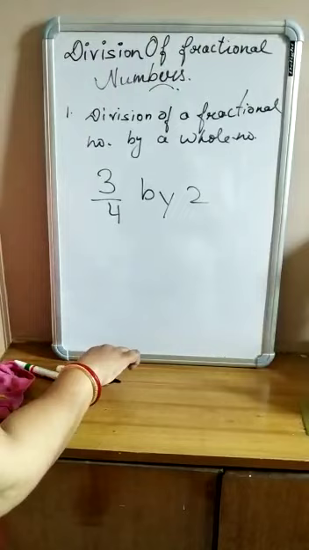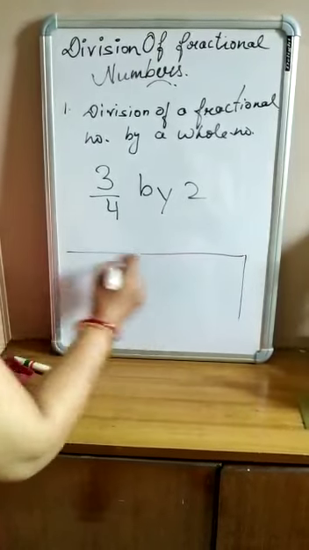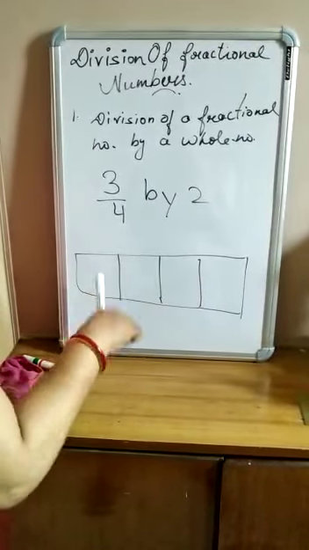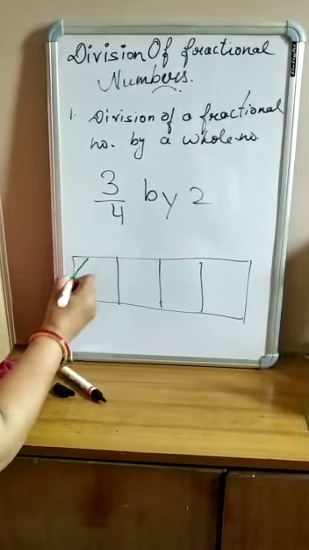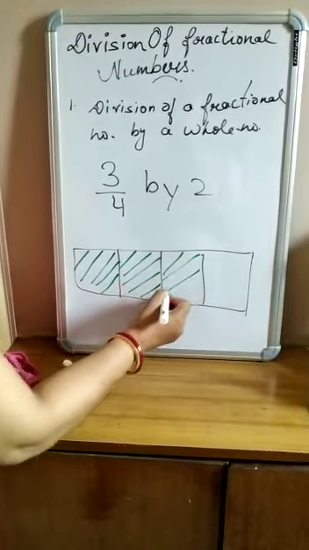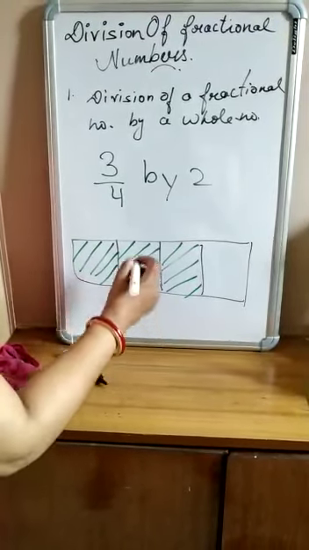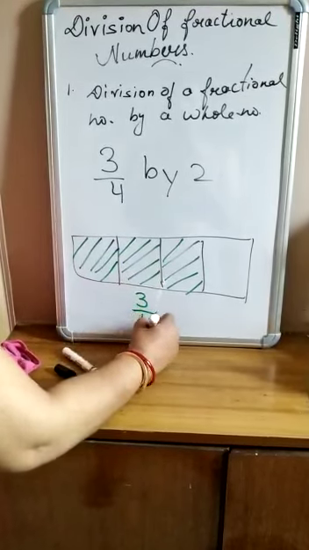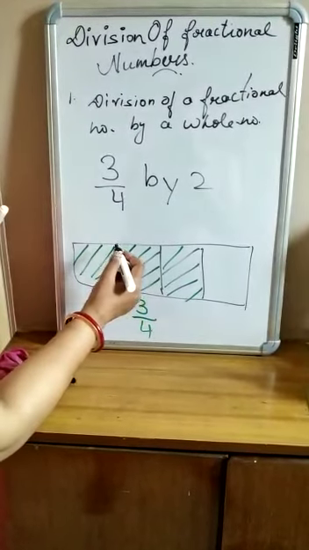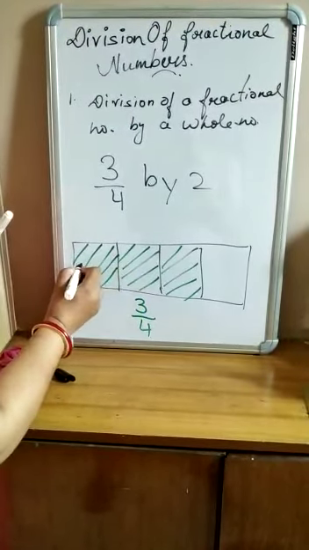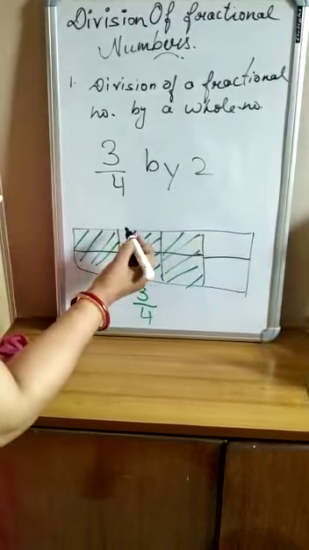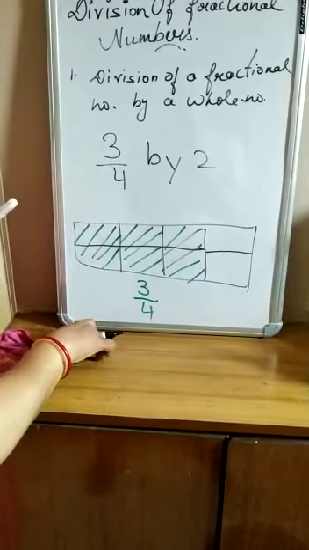Okay, children? Now, all of you look at the picture. Here, this one rectangle is divided into 4 equal parts, right? Now, I am shading 3 out of 4 parts. 3 parts out of 4. So, this represents 3 by 4. Now, let us divide this 3 by 4 into 2 equal parts.